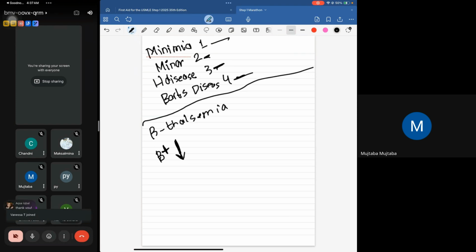So in beta plus thalassemia, the synthesis is going to be reduced. But if there is another mutation known as the beta not mutation, then nothing is going to be produced. No beta chains are going to be produced. Now we have three.